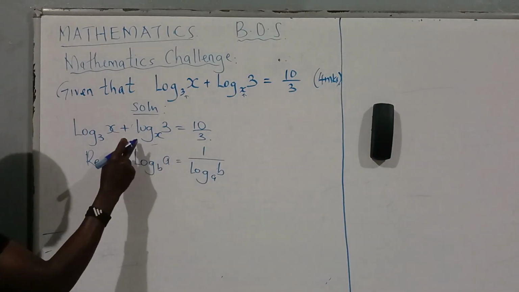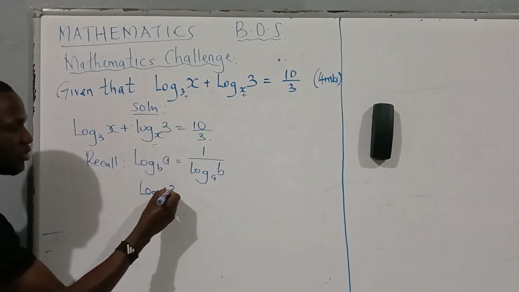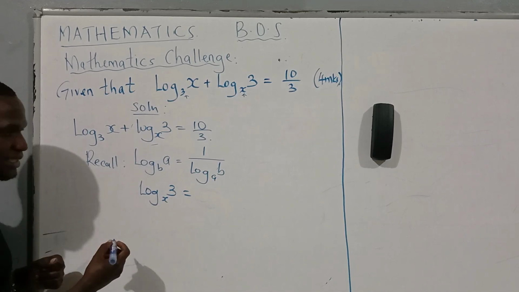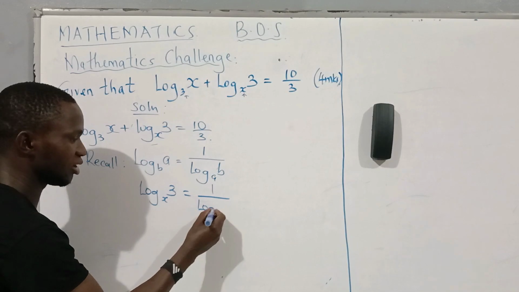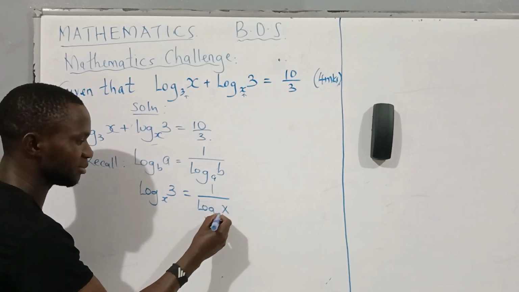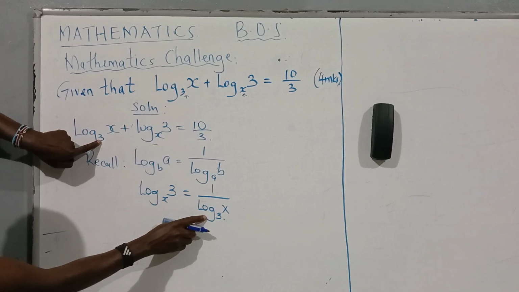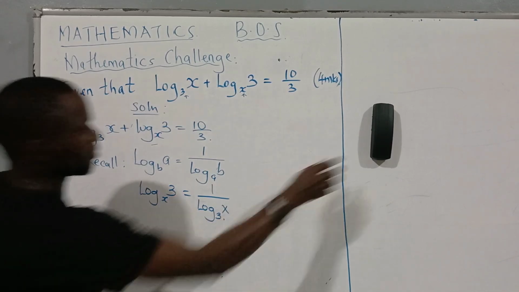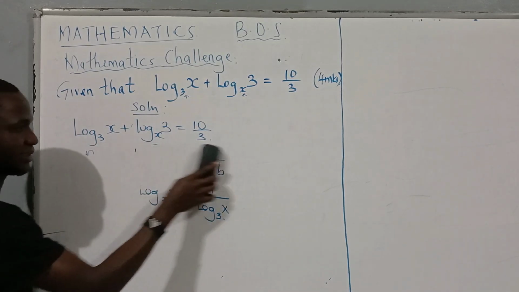Now after doing this, we can do the same thing with our question here. We have log of 3 base x. Log of 3 base x is the same as saying 1 over log of x base 3. You can see now, try and do comparison. If you compare, you notice now that our bases are the same. Hope you have this information somewhere.